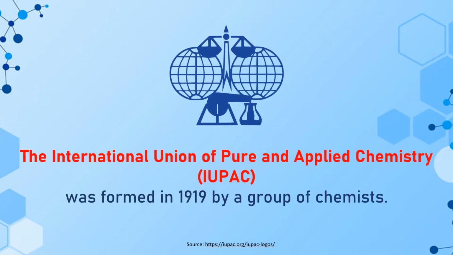The International Union of Pure and Applied Chemistry, IUPAC, was formed in 1919 by a group of chemists. The main aim of IUPAC was to establish international standards for masses, measurement, names, and symbols used in the discipline of chemistry. To further that aim, IUPAC developed and continues to develop a consistent and thorough system of nomenclature for compounds.